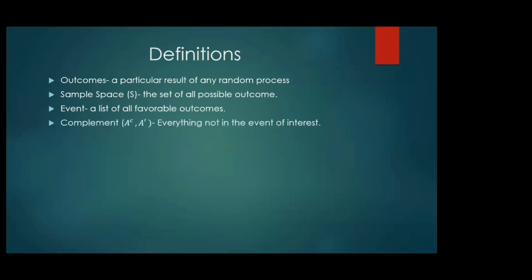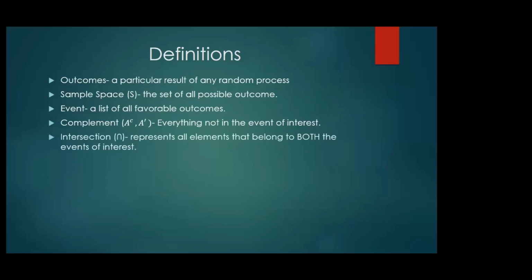Next, we have complements. So a complement, usually denoted by A^C or A asterisk, is everything that is not in the event of interest. So if, as I said, you have a sample of male and female, and you wanted to know everyone that is not female, you know that will be everyone that's male. So the probability of not being a female, A asterisk, would mean that you are a male.